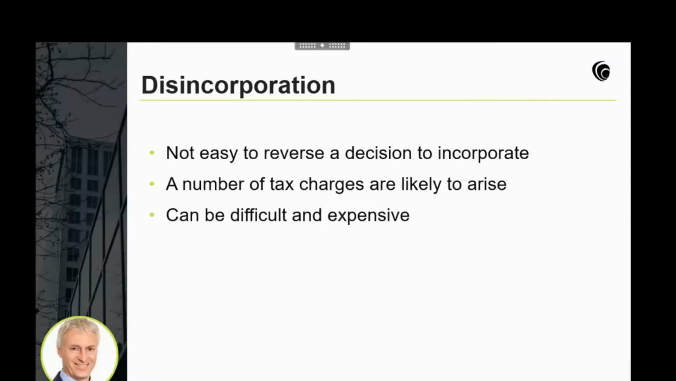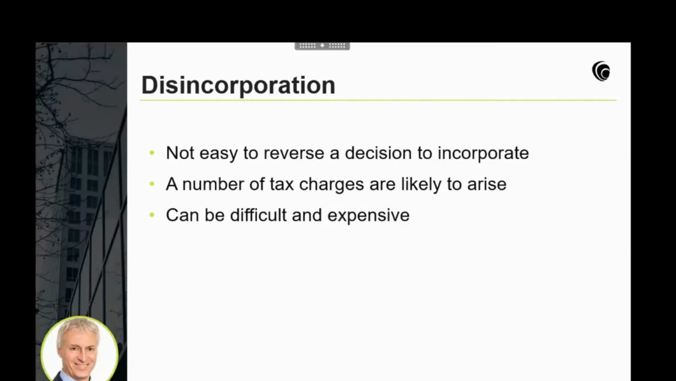Just very briefly on disincorporation. We've talked about incorporation earlier and how relatively easy, although there are some complications to it, it is to do with minimum tax consequences. You might think the same is true if you decided you want to operate outside the corporate environment. Unfortunately, it isn't. There is no disincorporation relief. There was a very brief dalliance with some form of disincorporation relief a few years ago, but it didn't really work and it's no longer there.